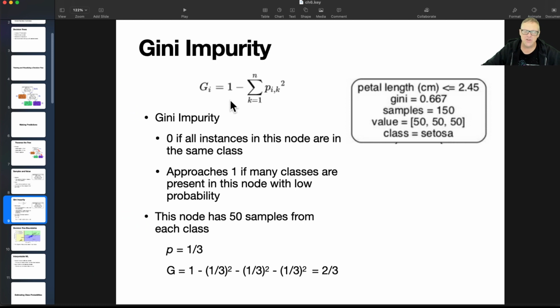Gini impurity, here's the definition. You take 1 minus the sum of the probability of each class squared. So if here you have 1/3, 1/3, 1/3, you take 1/3 squared times 3, which is a third, and you end up with 2/3. That's why this Gini impurity is 0.67. You have 3 classes all equally likely.